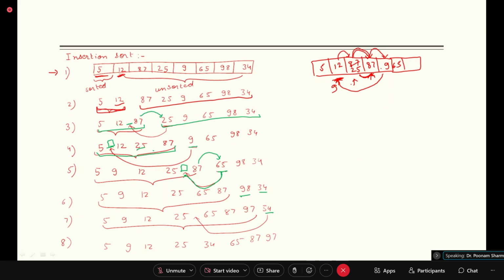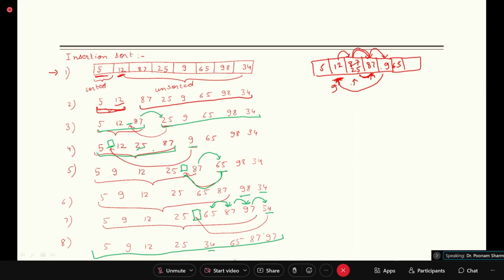34 will be compared with 97. Whether less than 97, greater than 97, no. Greater than 87, no. Greater than 65, no. Greater than 25, yes. So it needs to be placed here, right? So what will happen? 65 will go here, 87 will go here, 97 will go here, and 34 will come here in between. So this one. If you see this array, then it is a sorted array, as you can see, right?